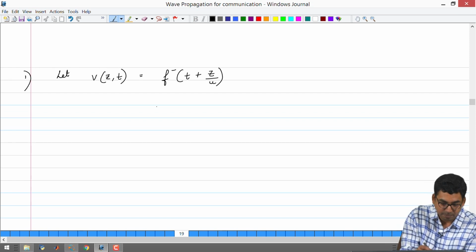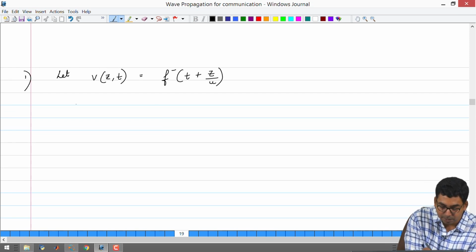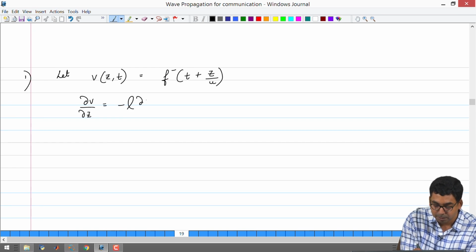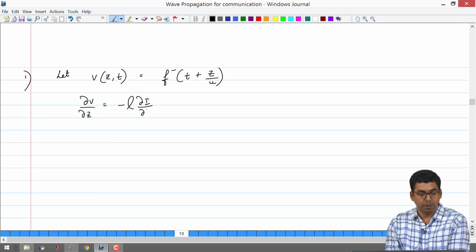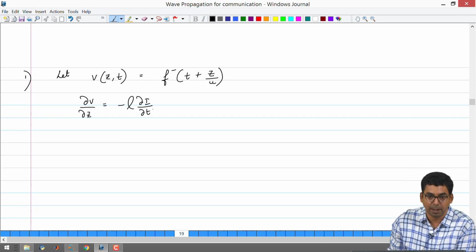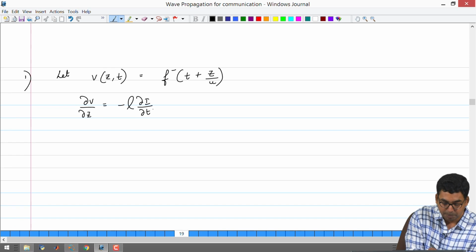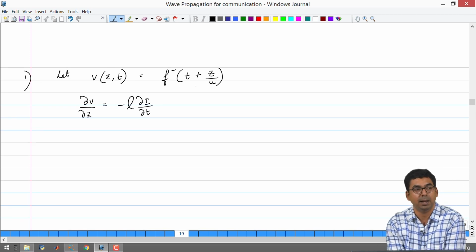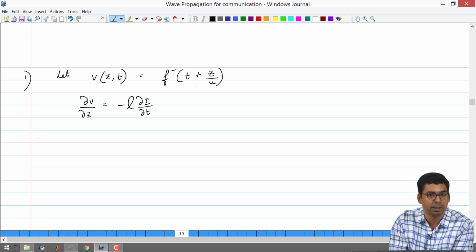So, we can write down the telegrapher's equation, where we have dou v by dou z is equal to minus L dou I by dou t. This is one of the telegrapher's equations. The procedure that we will follow is similar to what we had done before for proving that the general solution is valid. We can use a change of variables method. Here we are having two independent variables. We will reduce that to a single independent variable, do some manipulations, and then substitute it back.